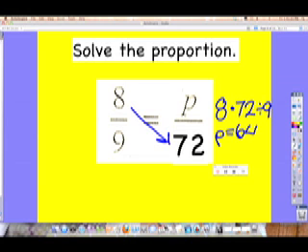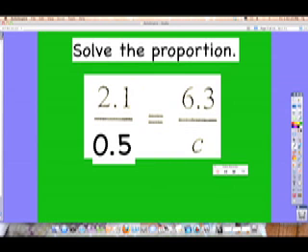All right, hands in the air. Tell me how you did this one. Bridget, what'd you do? I did 0.5 times 6.3. Then what? Divide by 2.1. What'd you get? 1.5. Raise your hand if you got the same thing. How many of you can give me any question like that? I got it.